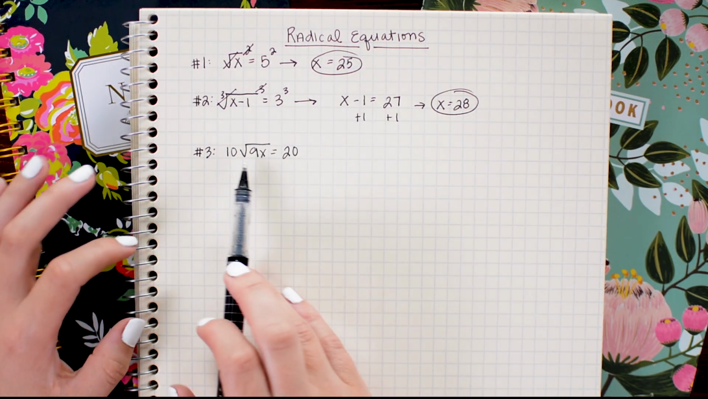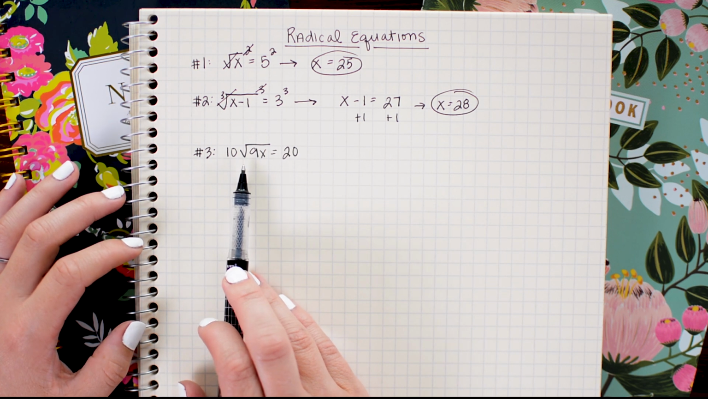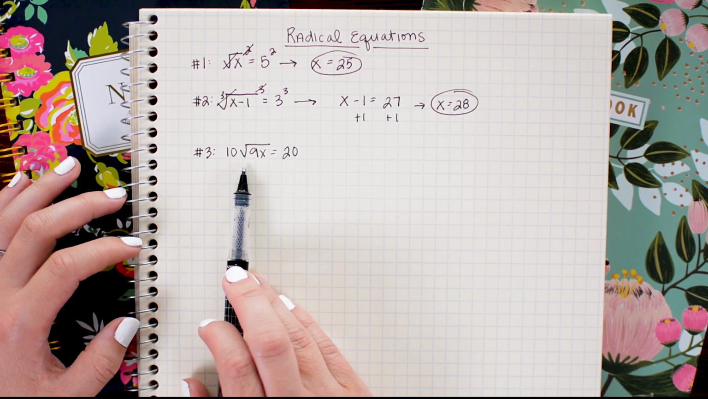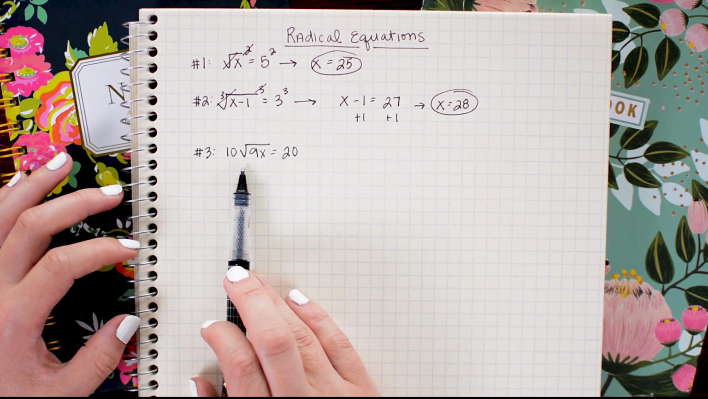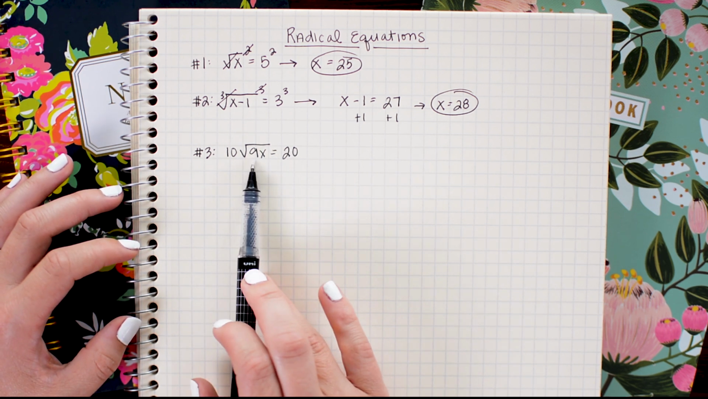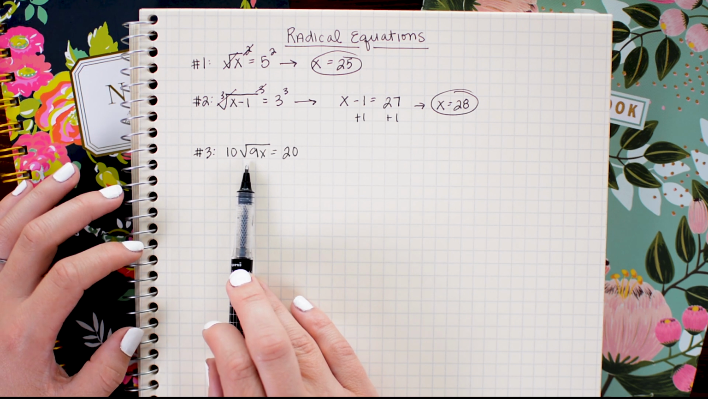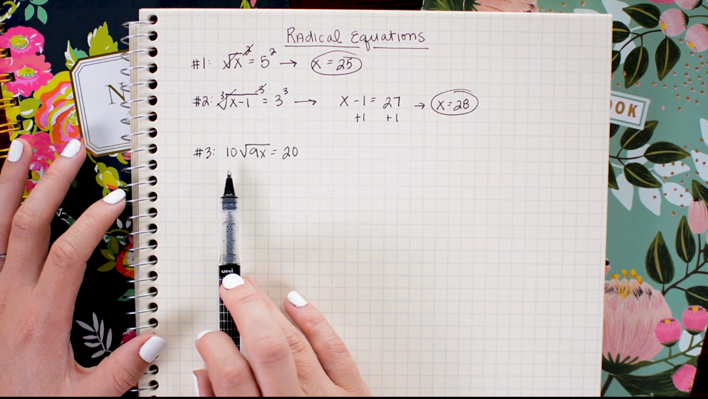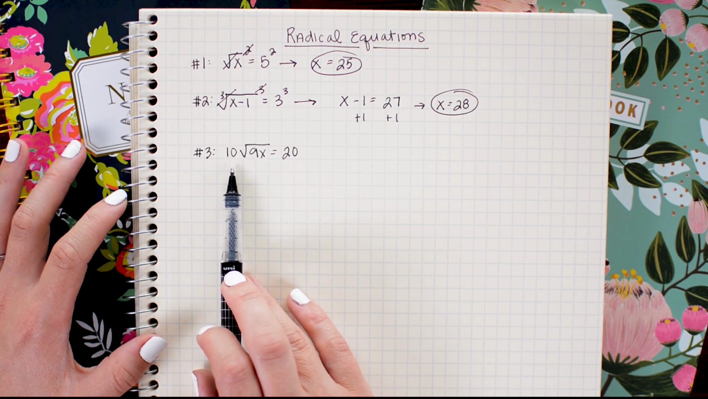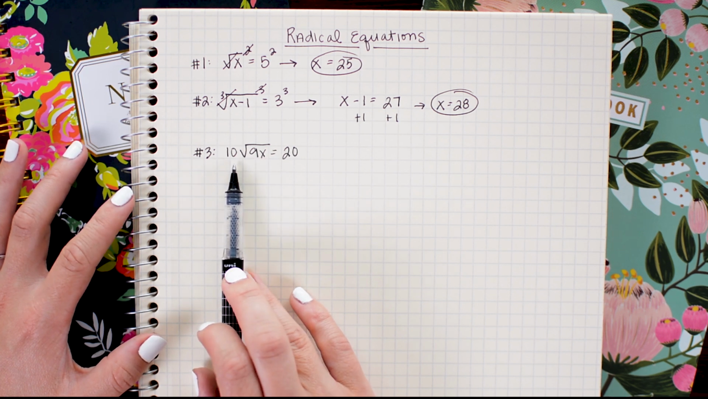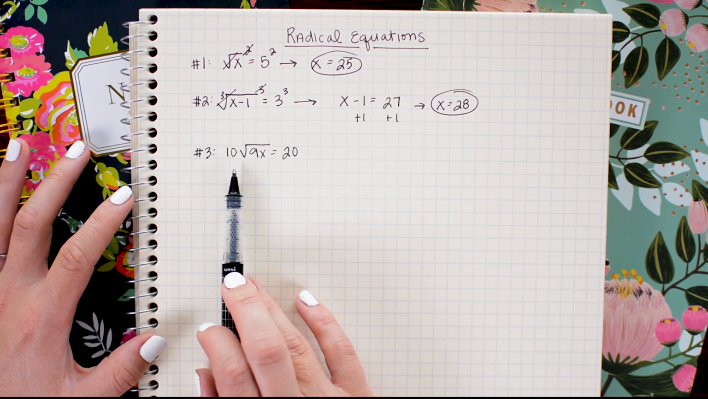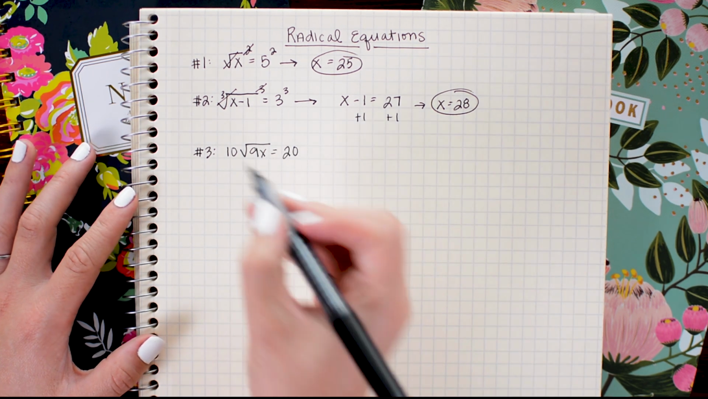For this problem, I've introduced a multiplier in front of our square root, and it's important to note that whenever you're trying to solve an equation that involves radicals, you always want to just take care of anything that's outside of the radical first. So that means I want to get rid of this 10 to start with. Since it's being multiplied with the square root, I can go ahead and divide both sides by 10 to cancel it out.